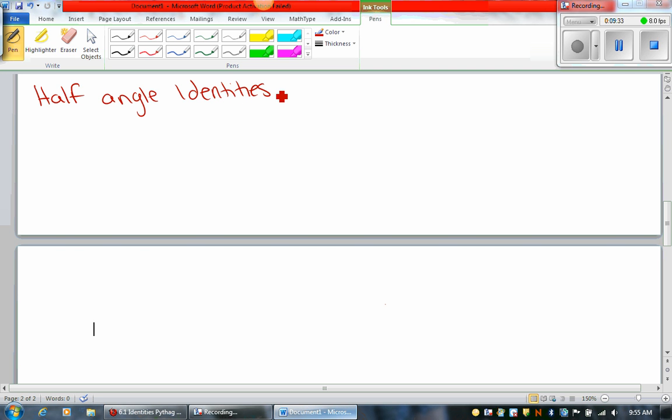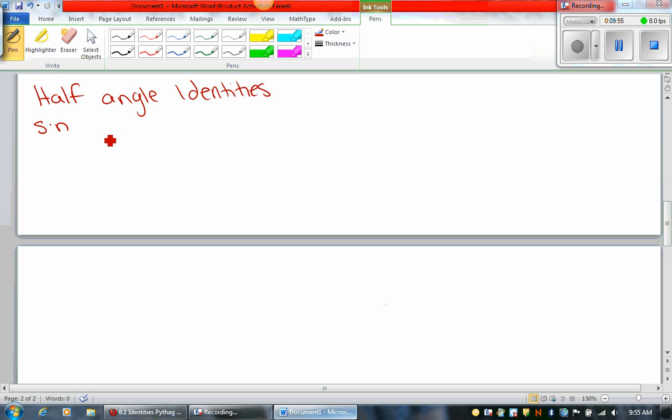Okay, our half angle identities. If we take half of an angle of some angle measure x, the new angle measure will be x divided by 2. It's just taking half of the angle. So we do have some half angle identities that simplify things for us. Again, make sure that you have these written down.